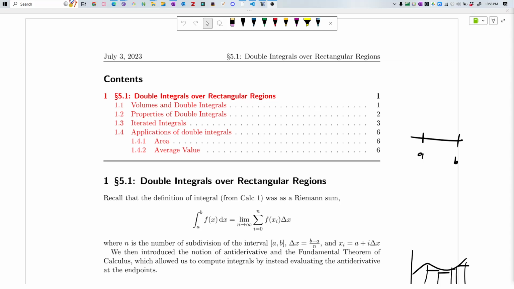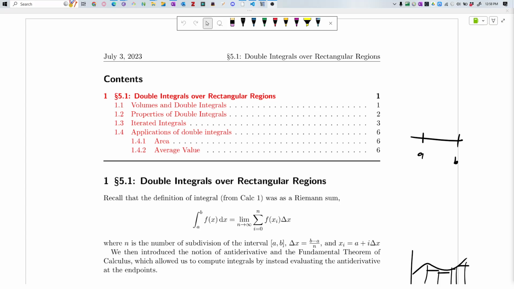Okay, so this chapter is going to be generalizing the notion of integral from one dimension, as you learned in Calc 1, to 2 and 3 dimensions, effectively. So we start off rather simply with double integrals over rectangular regions.